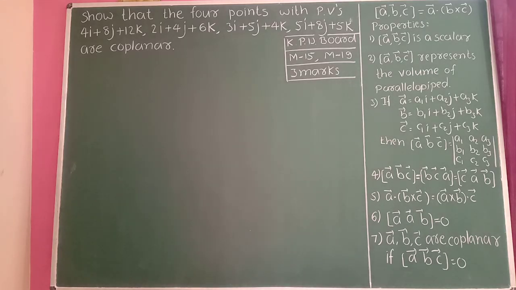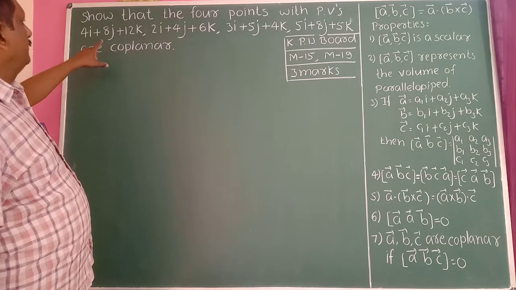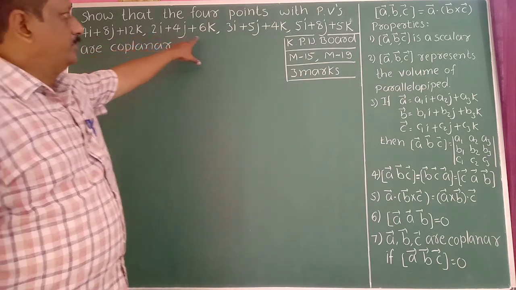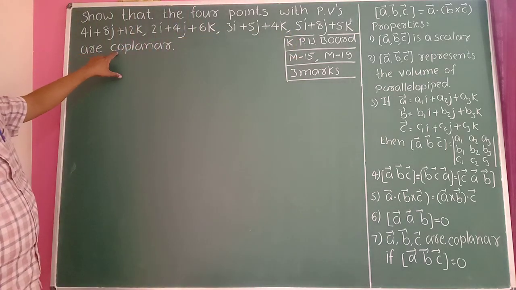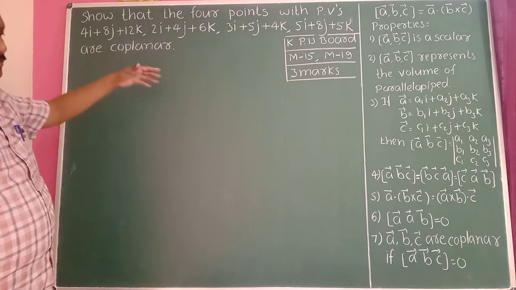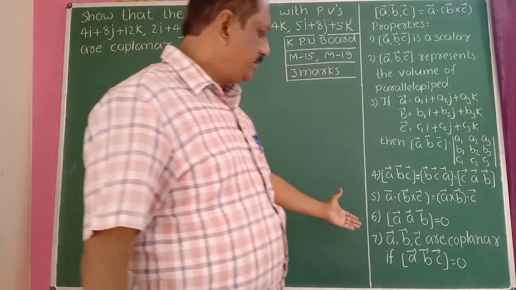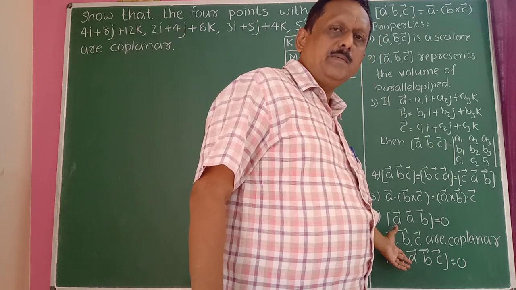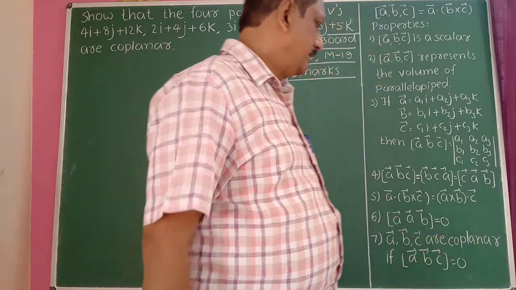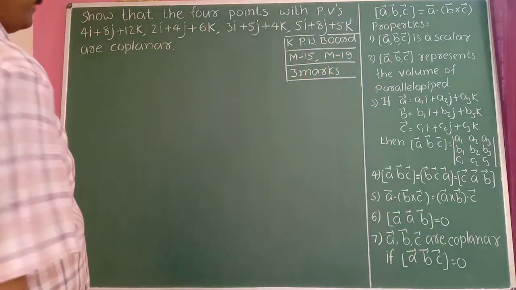So show that the 4 points with the position vectors here. These are position vectors of 4 points here, so that these 4 points are coplanar. You know that the vectors a bar, b bar, c bar are coplanar if the scalar triple product [a bar, b bar, c bar] is 0. This is the condition here.